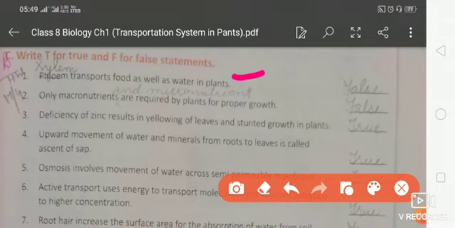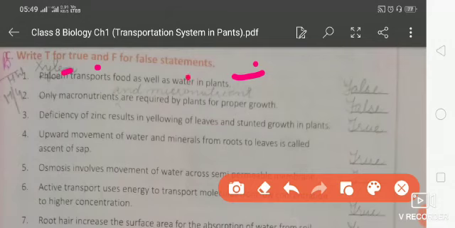So it is false. Xylem transports food as well as water in plants. It is also incorrect because xylem and phloem both act in the transporting of water and food. Xylem transports the water and phloem distributes the food.